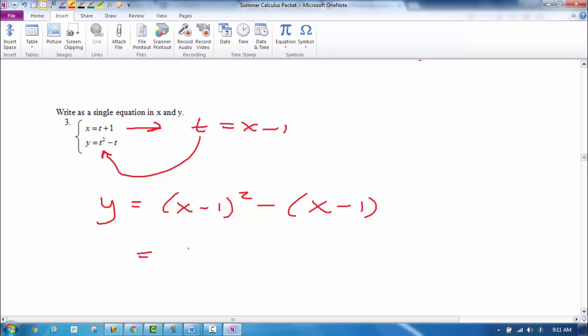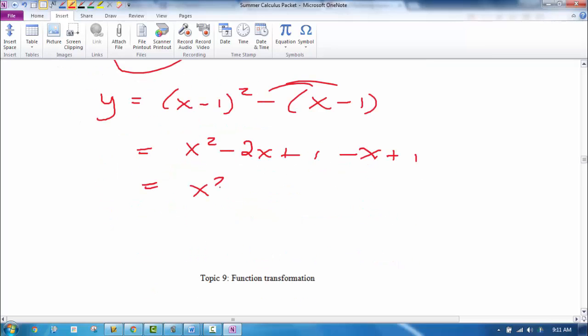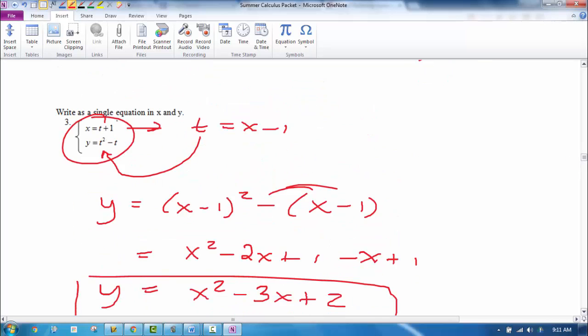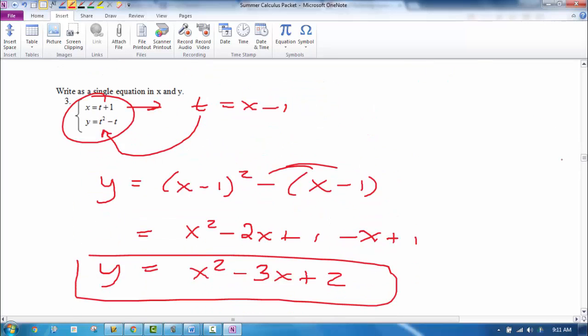So if I simplify this, x squared minus 2x plus 1, and then distribute this, I get minus x plus 1. And I can simplify this a little bit more. It's x squared minus 3x plus 2 for my function. So if I were to graph this in parametric mode, these parametric equations here, I should get this parabola right there.